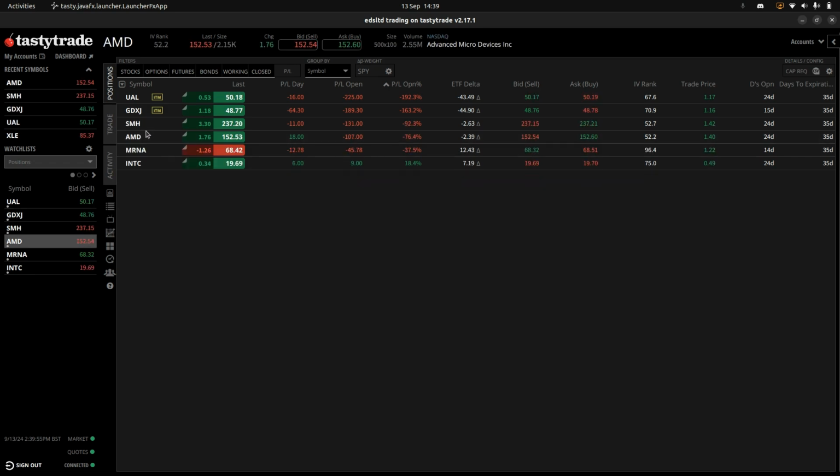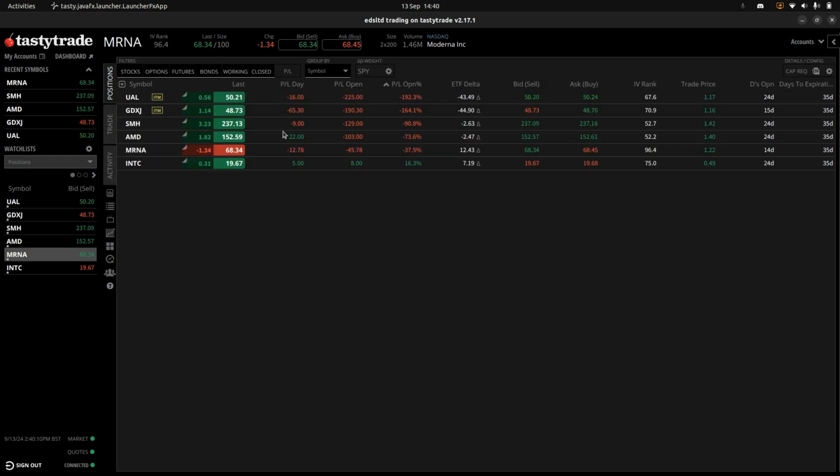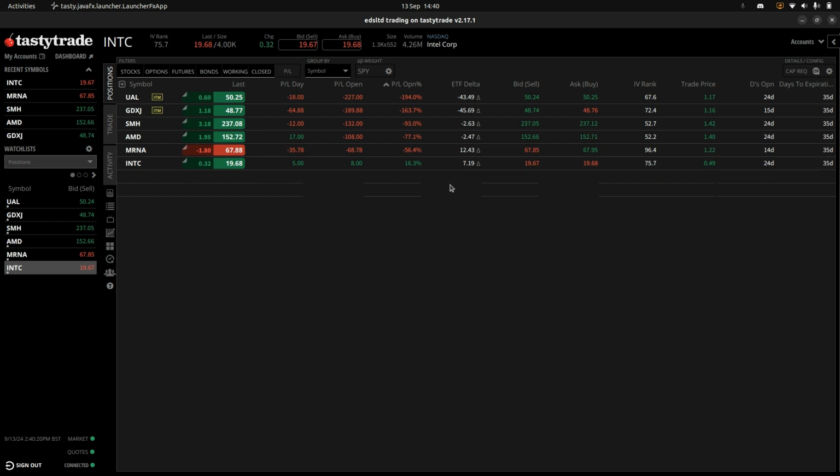AMD, SMH, these are both iron condors. Thankfully, these aren't in the money. We just need theta to decay a little bit more on these contracts, and we should be able to get out of them. mRNA, the chart's not updating, but mRNA has had a little bit of a dip, spiked up a little bit. We just need to see things stabilize again. Theta decay. Intel, we're almost at a respectable profit target. We probably will be looking to take Intel off some point soon.